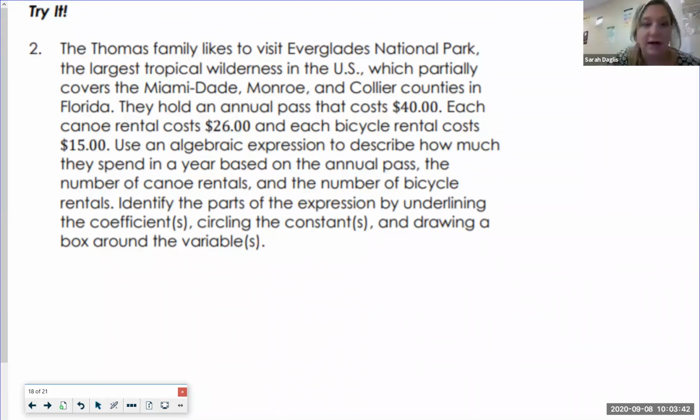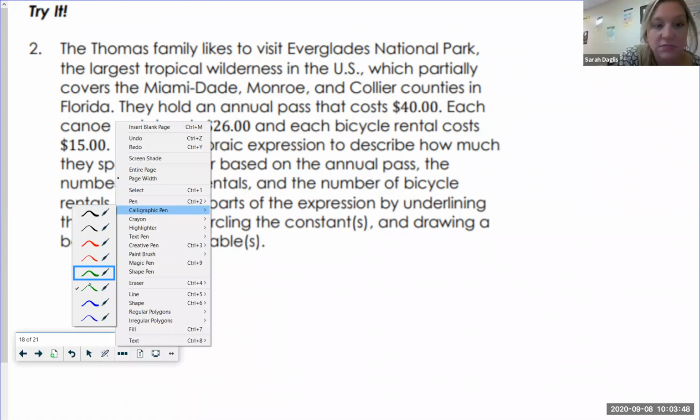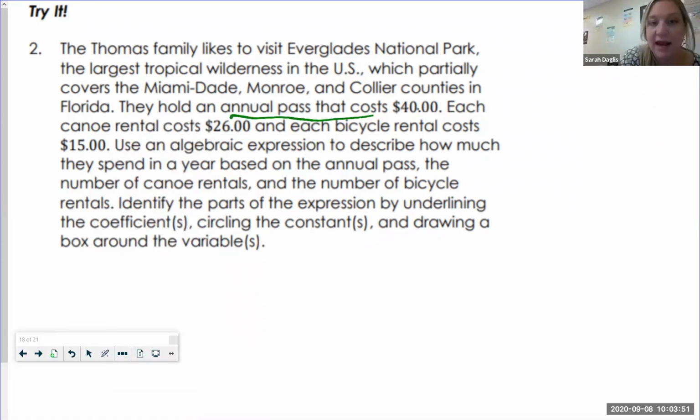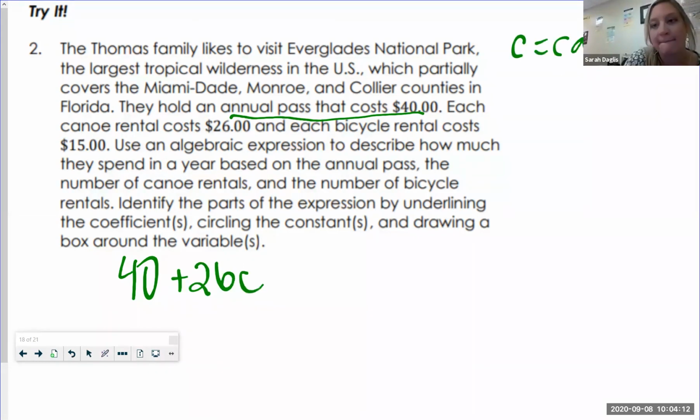Okay, so here, we know that it's going to cost $40 for the annual pass. That's how much it is no matter what. Each canoe rental is $26. Since I don't know how many canoe rentals we're going to have, this is going to have a variable with it. So I'm going to say 26, let's use C for canoe. Now we have a bicycle rental for $15. So again, I don't know how many bicycle rentals we're going to have, so we're going to use a B for bicycle.